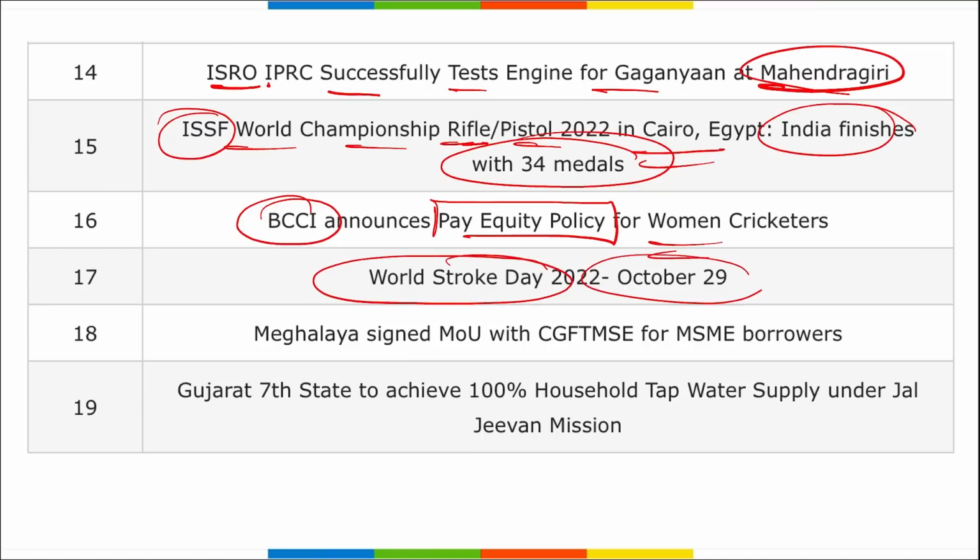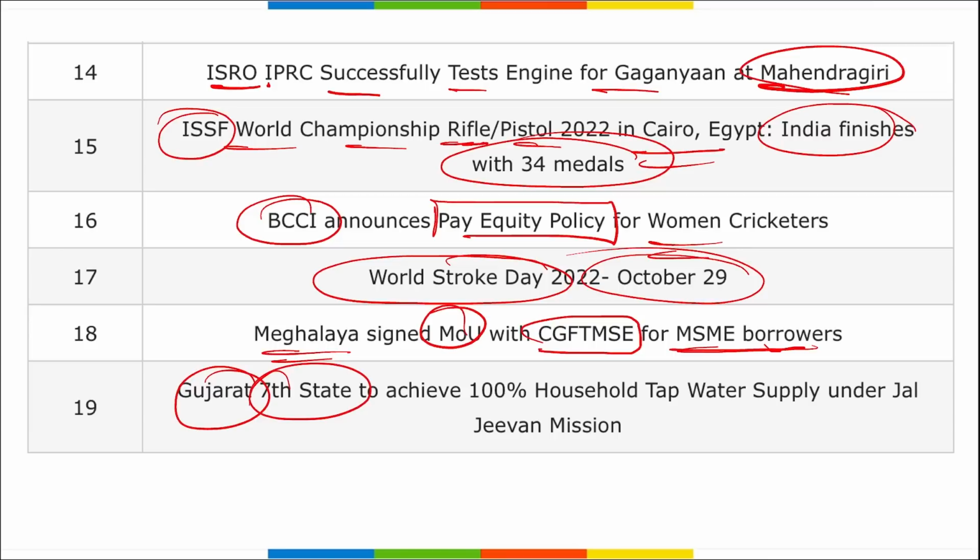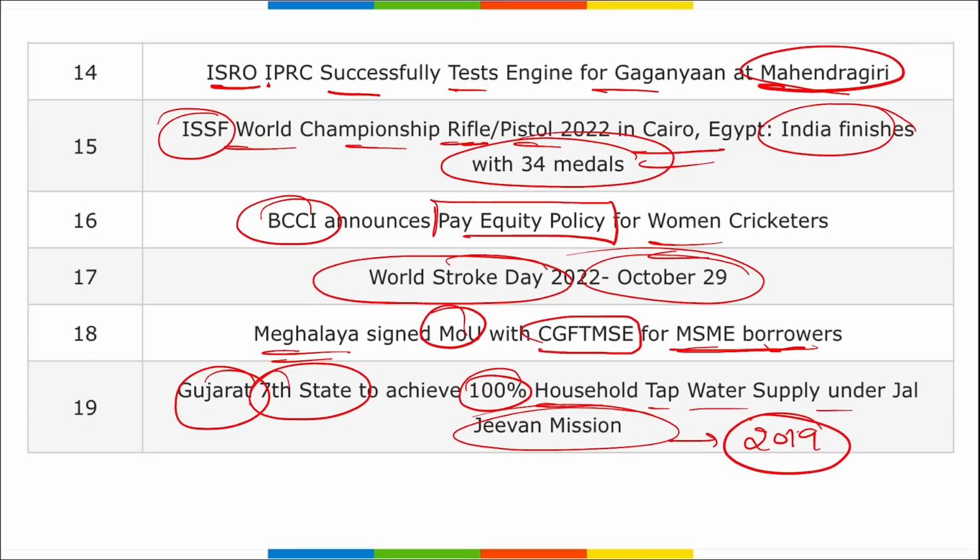World Stroke Day was observed on 29th of October, and Meghalaya has signed a memorandum of understanding with CGTMSE for MSME borrowers, and Gujarat became the 7th state to achieve 100% household tap water supply under Jal Jeevan Mission, and this was launched in the year 2019 with an aim to provide clean water tap connection to each and every household.